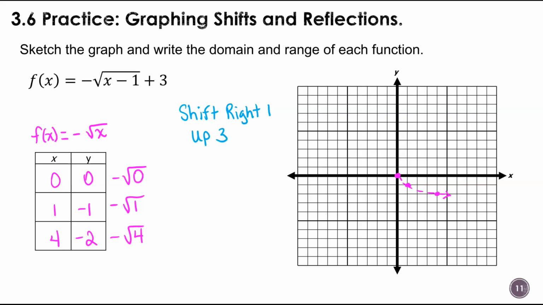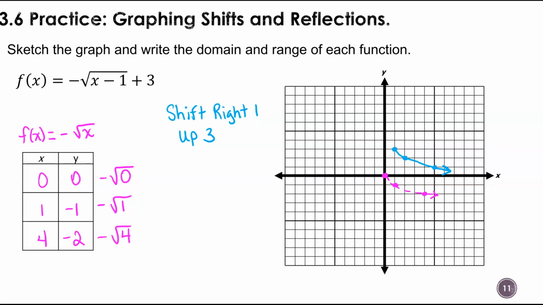Looks like I did a lot more ups than downs. I should have made another negative in there. Okay, so shift right 1, up 3. For each of our points, right 1, up 3, 1, 2, 3. And that's our new graph. Remember, when you make the square root function, you have a starting point and you want to make sure that you're not drawing past that starting point with an arrow or anything, right? You just have to go, in this case, to the right.